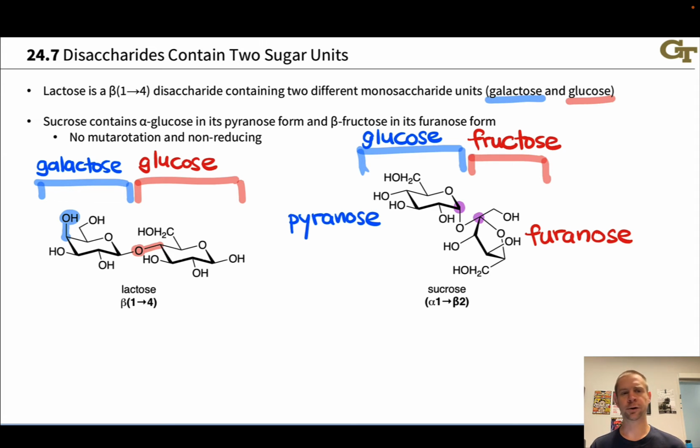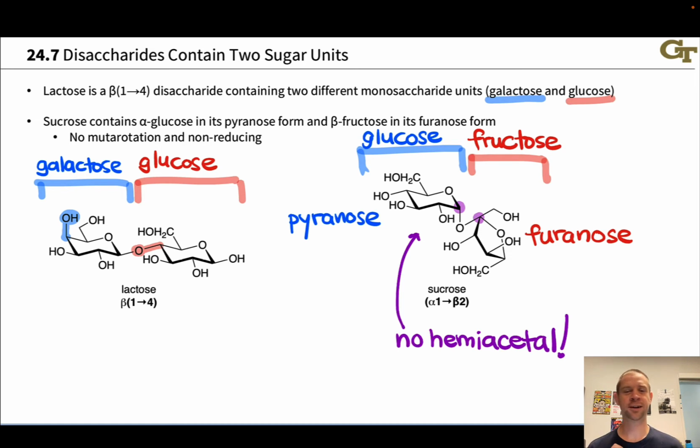Another important thing to notice about sucrose is that it does not exhibit mutarotation and it is a non-reducing sugar. The reason for this is straightforward if we take a look at the anomeric carbons in both monosaccharide units. The anomeric carbon in the glucose unit is involved in an acetal, the glycosidic bond. But the anomeric carbon in fructose is also involved in the glycosidic bond. There is no free hemiacetal in the structure of sucrose.